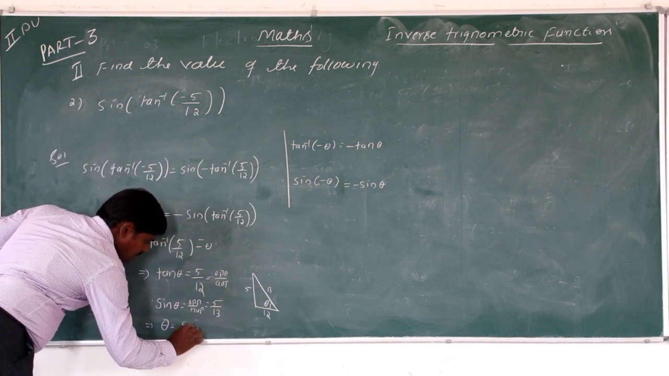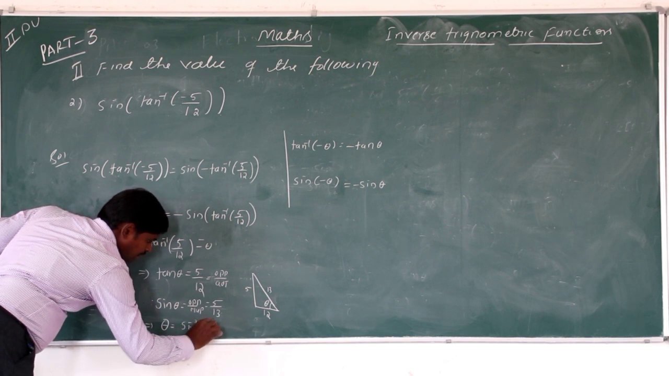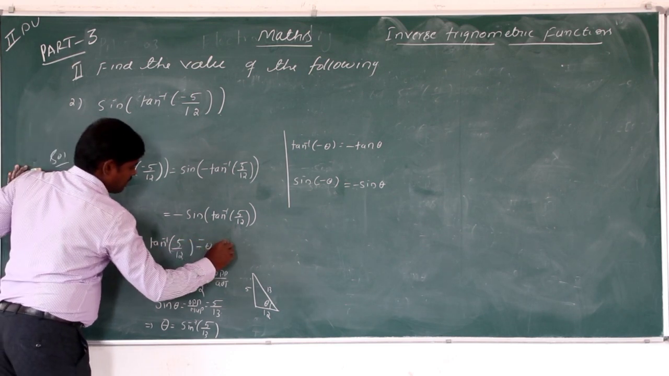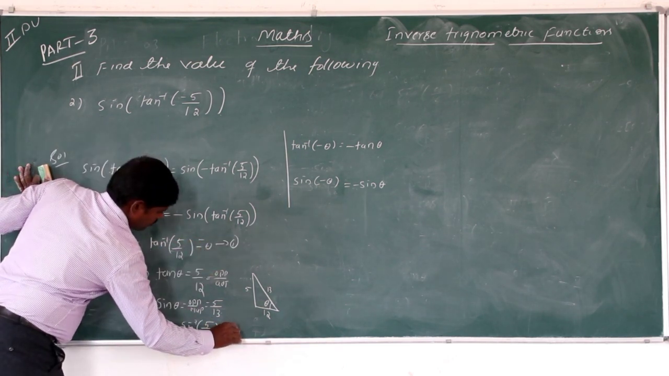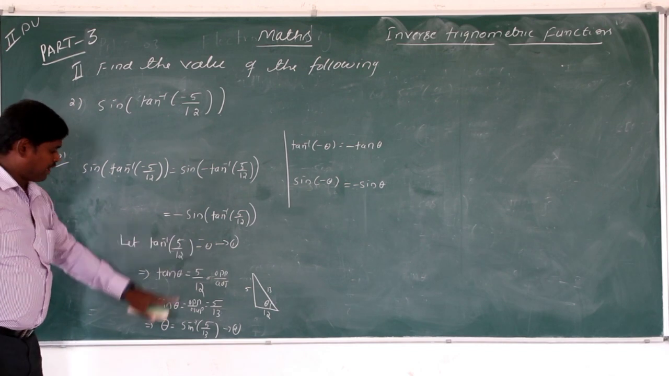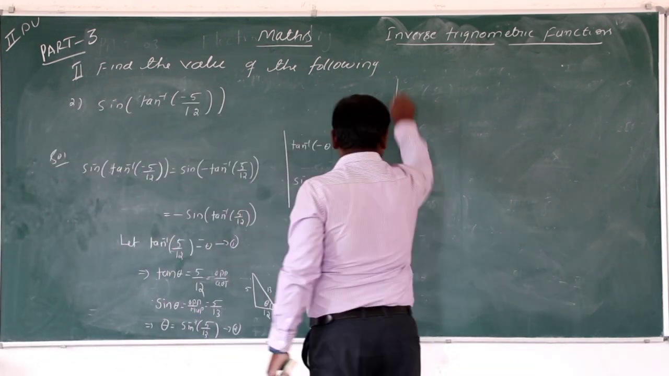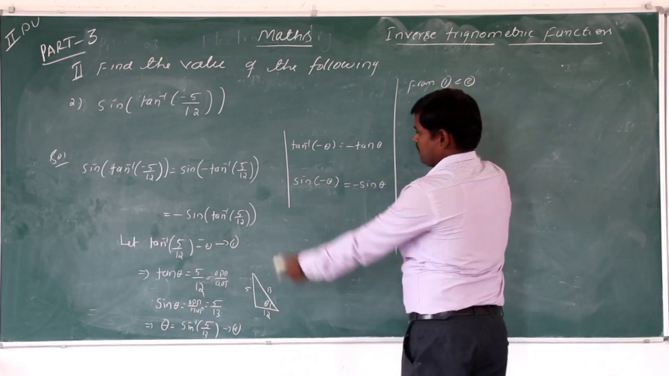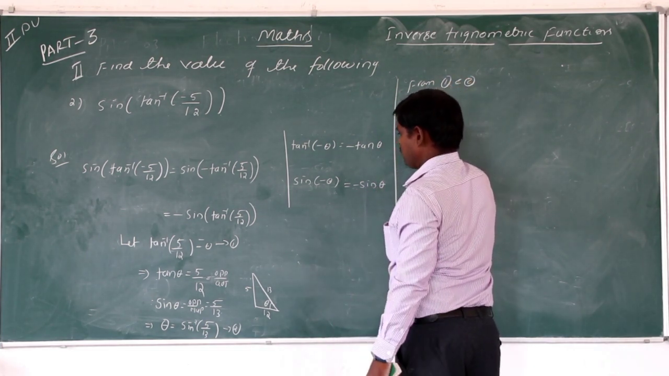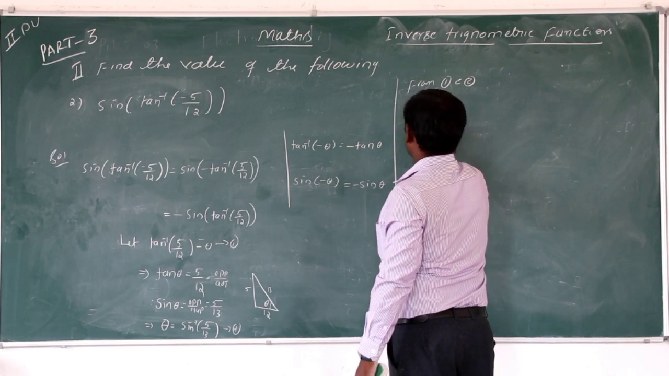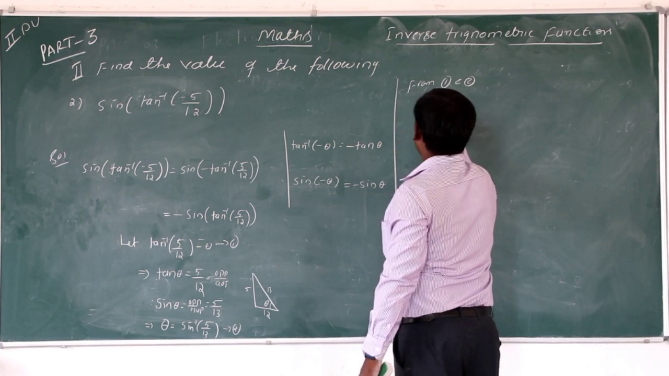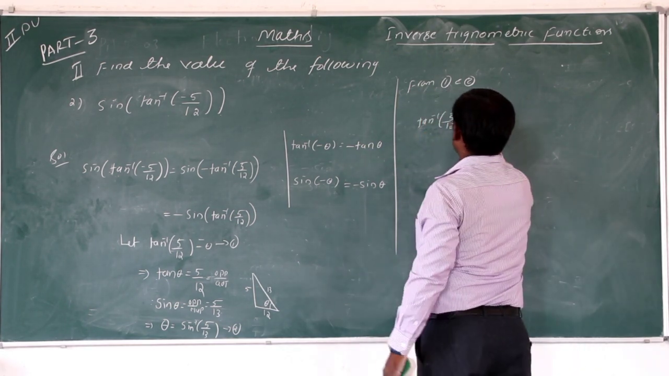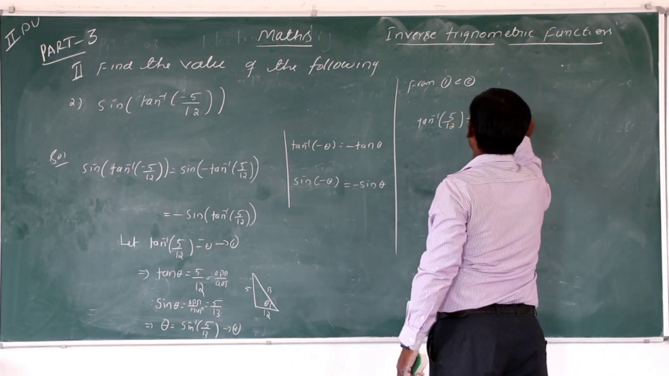So theta is equal to sine inverse of 5 by 13. We take the first as equation number 1 and this as equation number 2. So from equations 1 and 2, tan inverse of 5 by 12 is equal to sine inverse of 5 by 13.